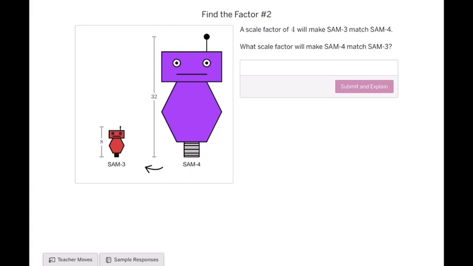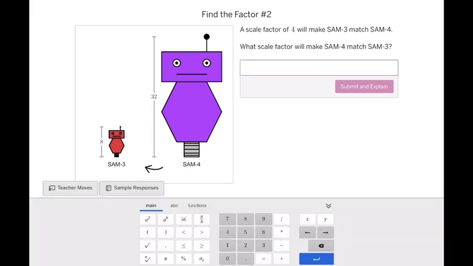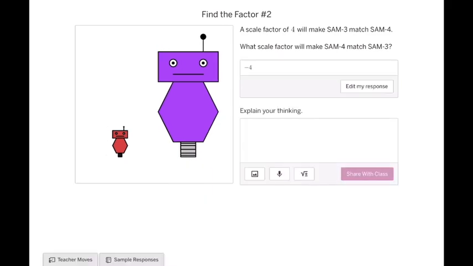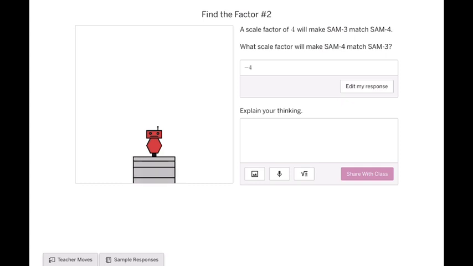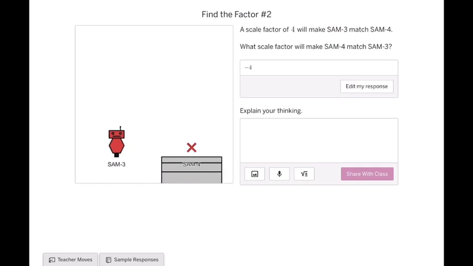Now this one's asking, how do you go backwards? Right? How do I go from SAM4 to SAM3? Well, one thing that people went through last time we saw this as a mistake was that they were trying to get SAM to be smaller, so they multiplied by -4. And let's see what happens. He is upside down, right? Because if that middle is 0 and I multiply by a negative, he flips just like on a number line.